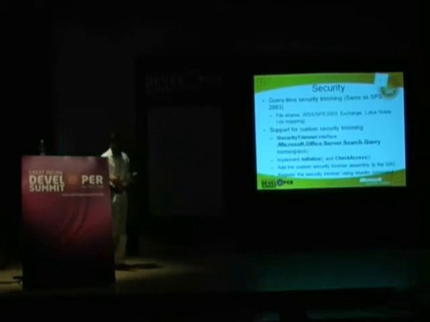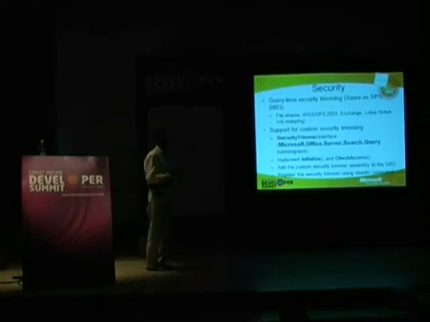You'll have to add the assembly to the GAC. I'll just show you a quick demo on this one. You'll have to add the assembly to the GAC and then register the security trimmer using an STSADM command. I'll not be able to show you how it actually runs, but I'll show you how the code looks. Okay, here is the custom security trimmer.